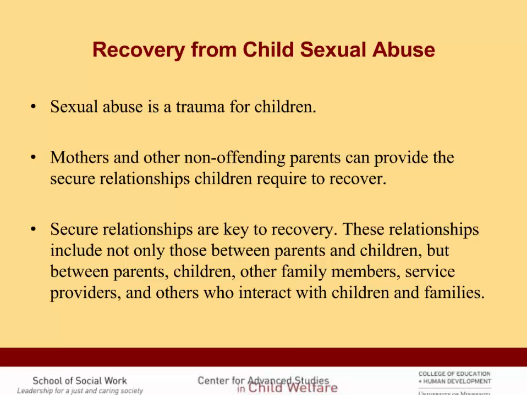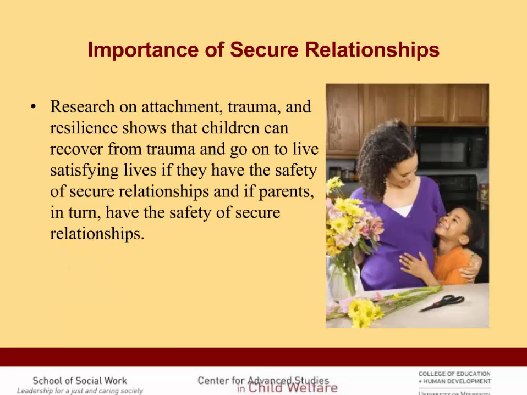Finally, secure relationships both within the families and between family members and others outside of the family are associated with recovery from child sexual abuse. Research on attachment, trauma, and resilience shows that children can recover from trauma and go on to live satisfying lives if they have the safety of secure relationships and if parents, in turn, have the safety of secure relationships. Parents' secure relationships are with other adults, such as family members, friends, clergy, and professionals. Parents must be willing to do whatever it takes to help their children cope with the effects of child sexual abuse.